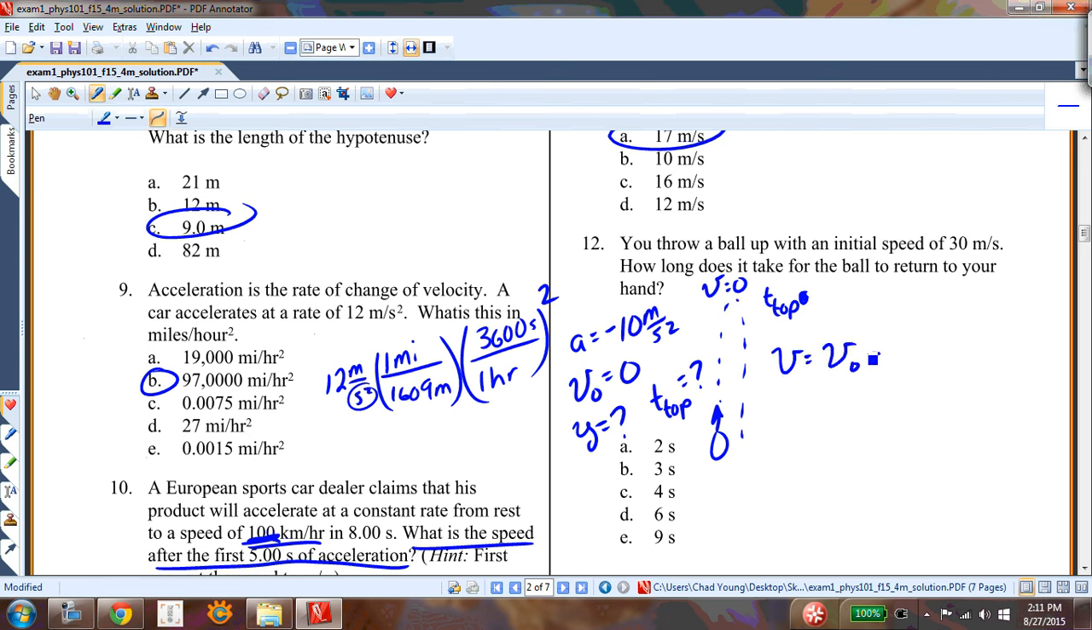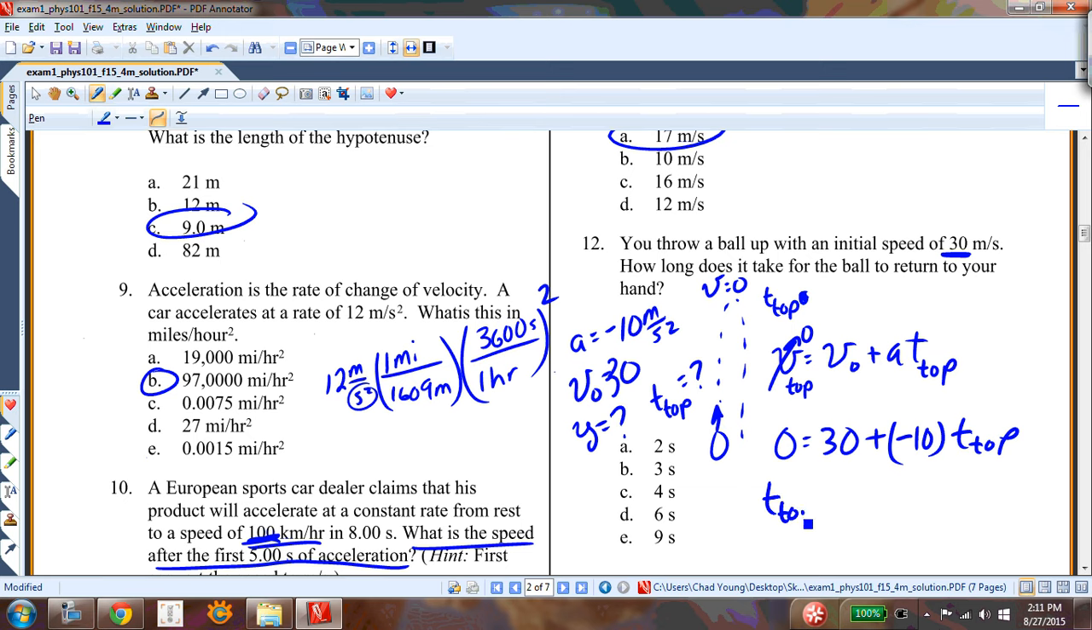So I can say V is equal to V naught plus AT, and I solve for T. I'm solving this for the top of the trajectory. I know that V is equal to 0, and oh, I'm sorry, my V naught is 30 meters per second. So I say 0 equals 30 plus negative 10 times T top. So I know that it takes 3 seconds for it to get up to the top. So T top is equal to 3 seconds to reach the top of the trajectory. How long does it take for the ball to return to your hand? Well, that's going to be twice the time. So it's not 3 seconds, it's 6 seconds to return to your hand.